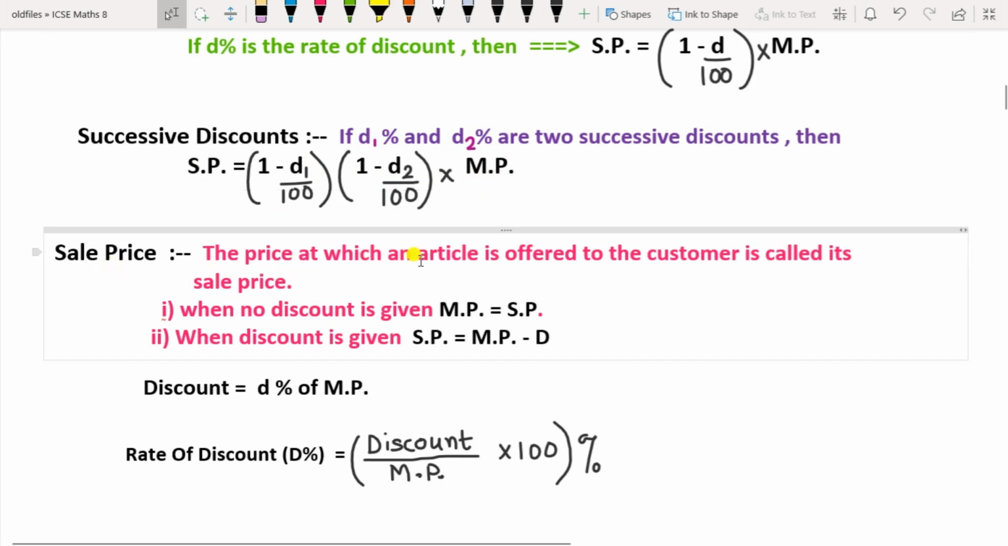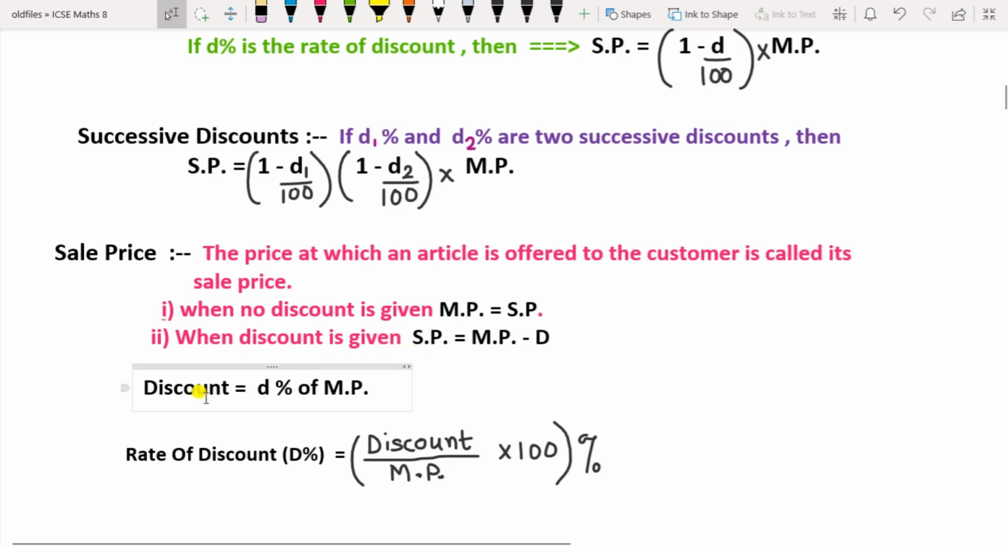Sale price, the price at which the article is offered to the customer, is called the sale price, naturally. So when no discount is given, then mark price will be equal to the selling price, and if discount is given, then SP will be equal to MP minus D, that we have seen above. Mark price minus discount, that will be your selling price. Now discount in rupees equal to D percent of MP. These are all the formulas that you have to remember for this exercise.